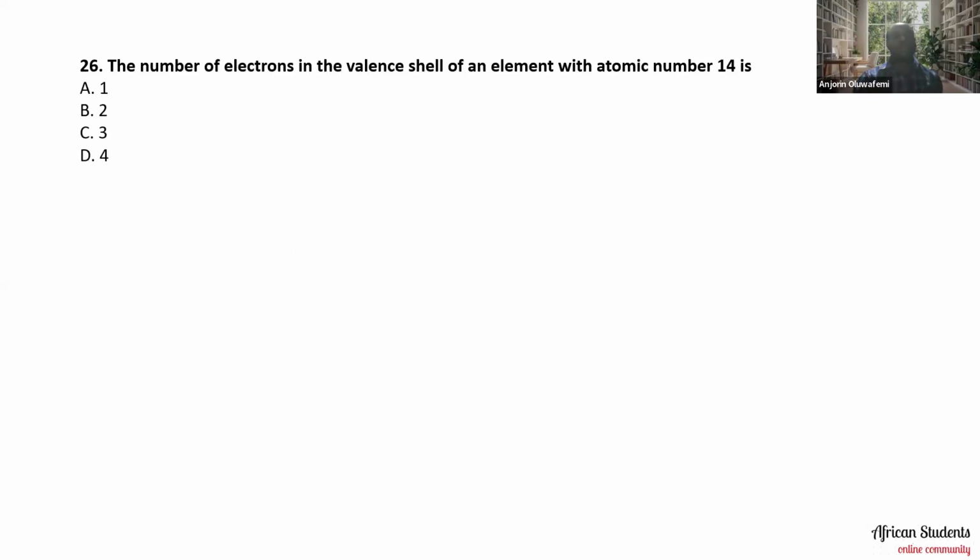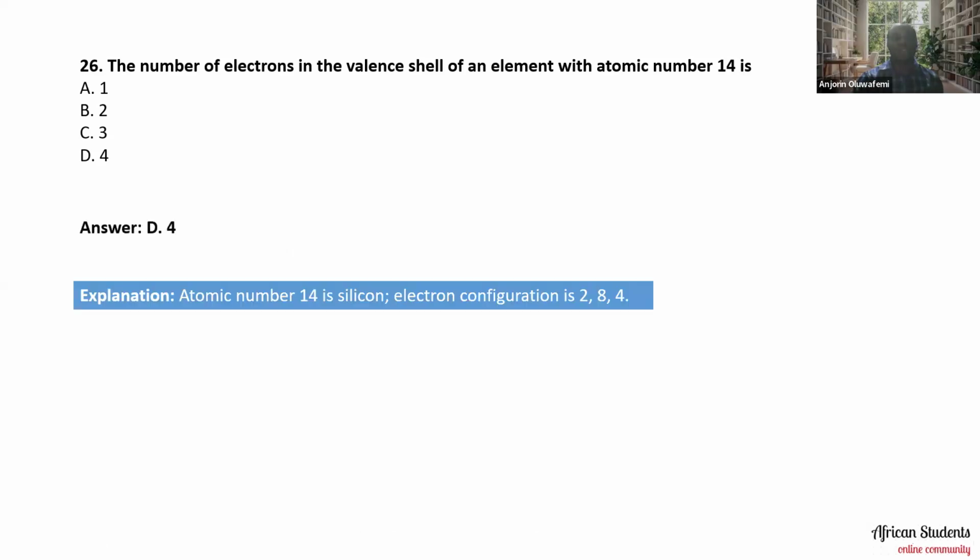This one says that the number of electrons in the valence shell of an element with atomic number 14 is 1, 2, 3, or 4. It's actually 4. The atomic number 14 is silicon. The electron configuration is 2, 8, 4. That 4 in the outer shell shows that the number of electrons in the valence shell of that element is 4.